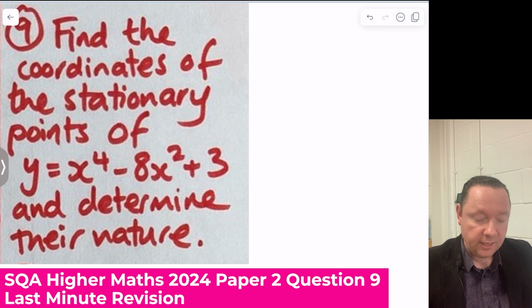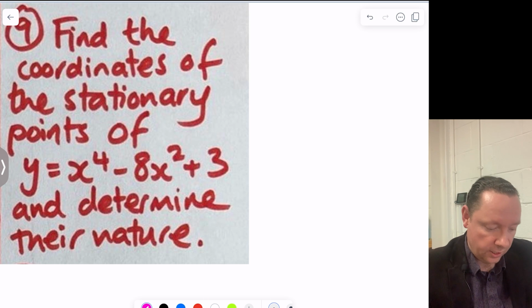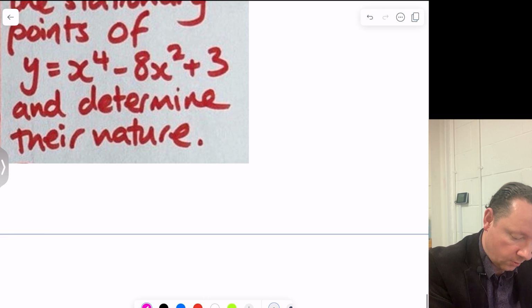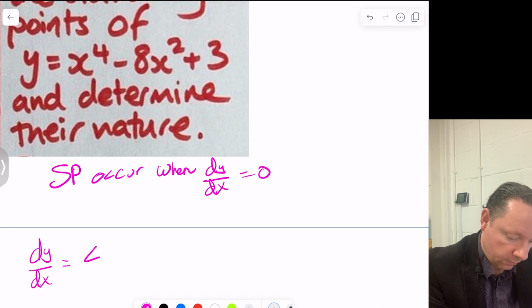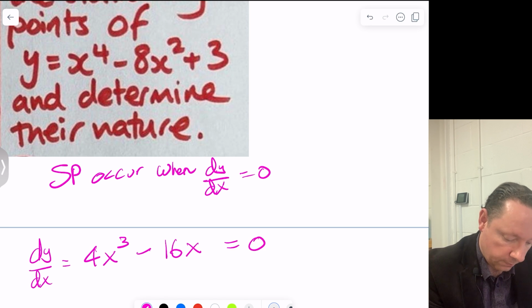Find the coordinates of the stationary points of y equals x to the 4 minus 8x squared plus 3, and determine their nature. So stationary points means derivative equals 0. So we write that stationary points occur when dy by dx equals 0. So dy by dx: take the power down to the front, 4x, take away 1 for the power, x cubed; minus 2 eights are 16, take 1 away for the power, 16x; and 3 disappears. We're going to say that equals 0.